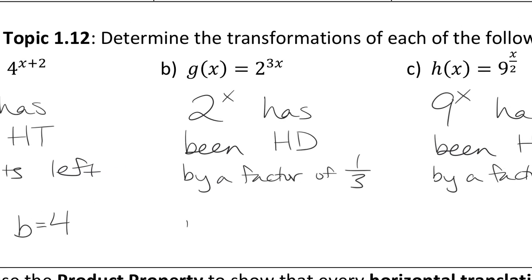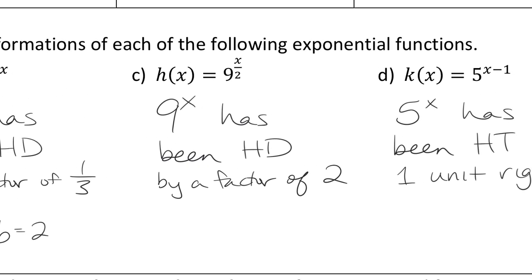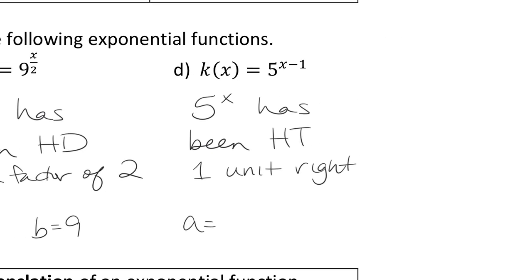What's the initial value and the base for g of x? 1 and 2. What's the initial value and the base for c? 1 and 9. And then finally, what's the initial value of k of x? 1 and 5. Interesting. So the question I just got was, if there was a number there for the initial value, what would it look like? It would look something like this. Maybe we have 3 times 5 to the x minus 1. What would be the initial value then? 3. Great question.